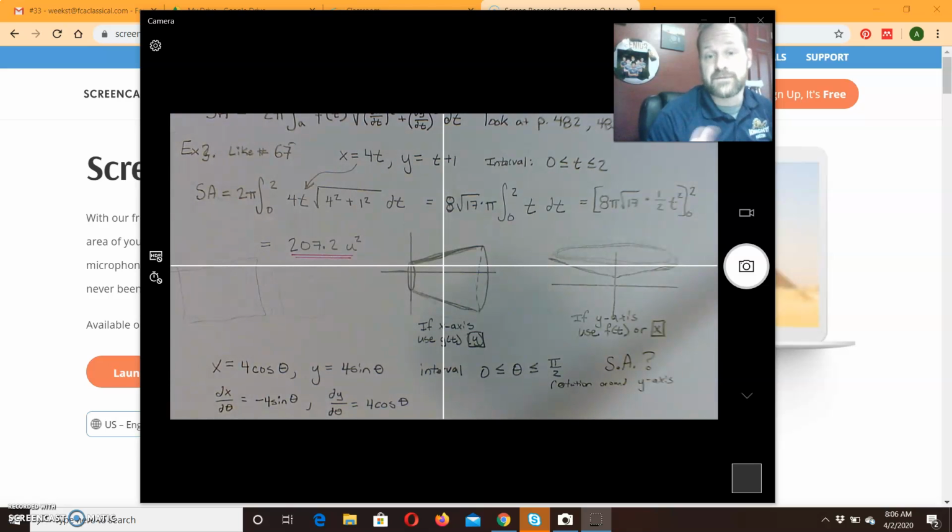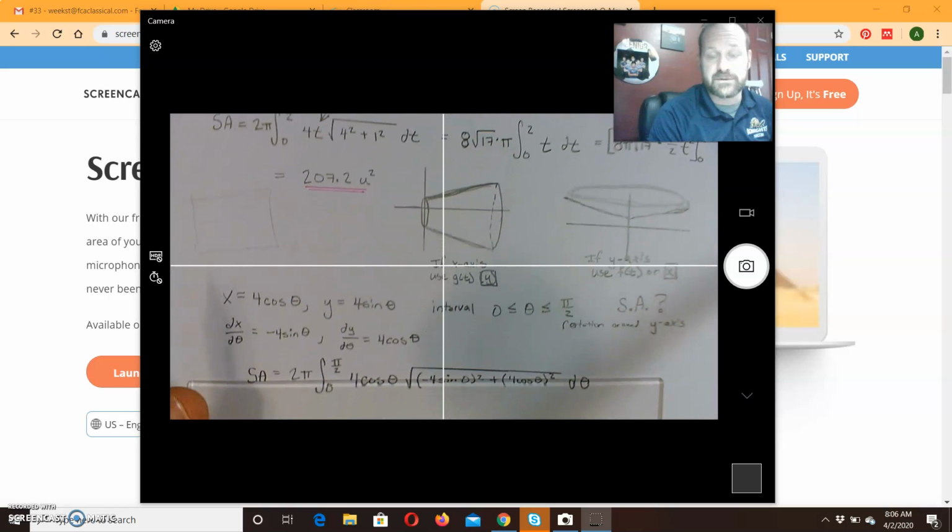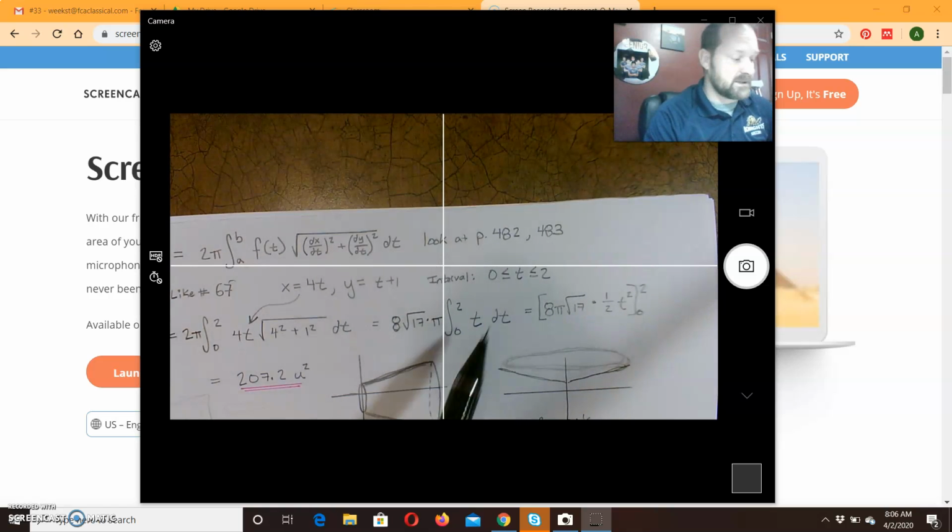Look at the book. It has very good pictures, better pictures than I can draw. So especially going back to these pages here.